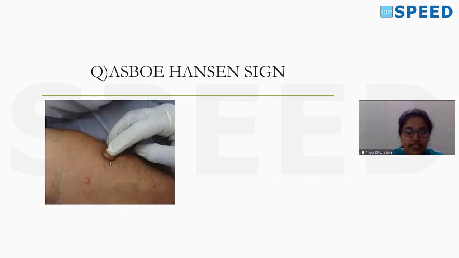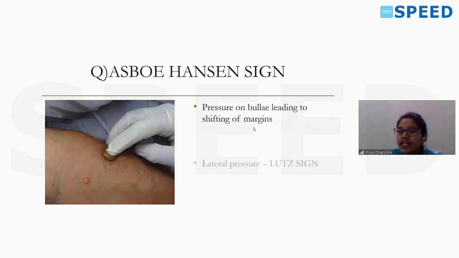In case of bullous pemphigoid, where the bulla will be very tense, the margins will be circular in nature. And in case of pemphigus vulgaris, the patient will be having flaccid bulla, so the margins will be angular in case of Hansen sign if we exert pressure. And as I told earlier, this is the Hansen sign: pressure on bullae leading to shifting of margins.